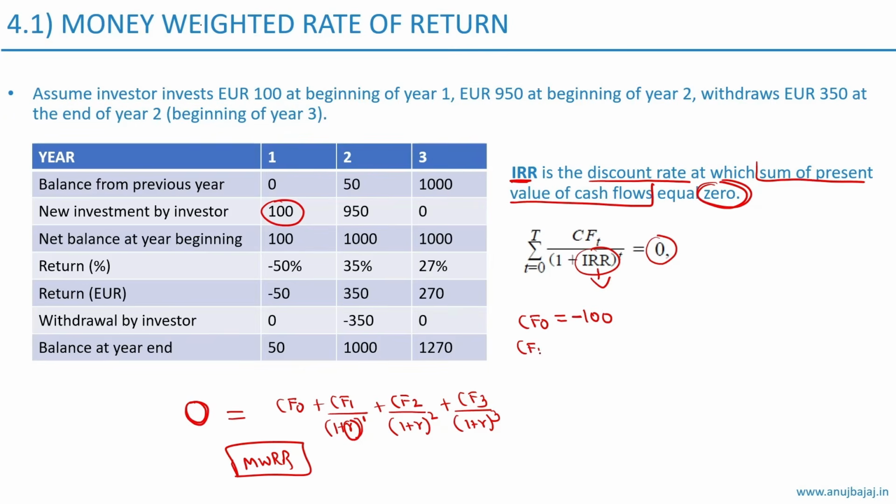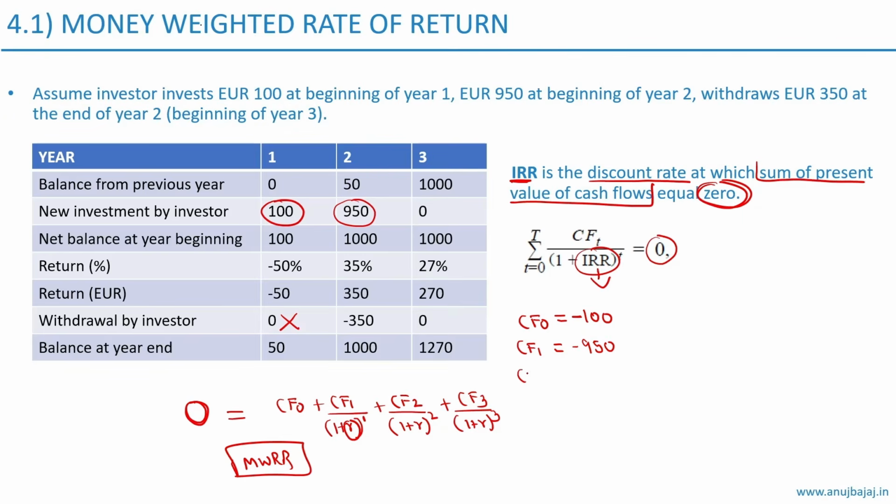CF1 refers to cash flow at the end of year 1 or at the beginning of year 2. At the end of year 1, there is no withdrawal by the investor. At the beginning of year 2, we see that the investor had invested an additional 950 euros. This is a cash outflow from the investor's perspective. Hence, cash flow 1 is negative 950 euros.